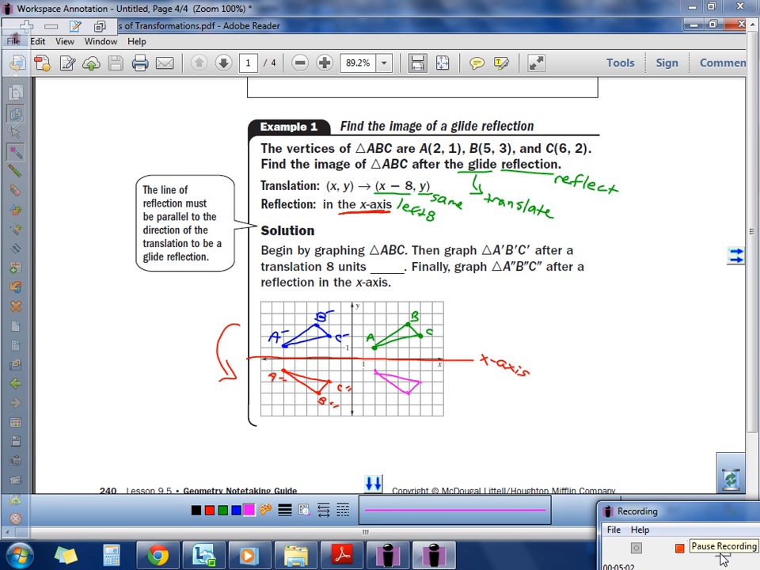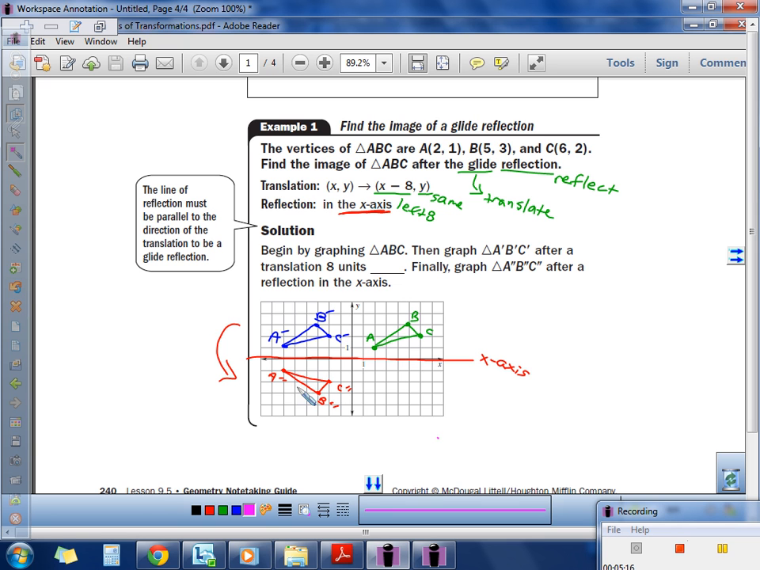So one thing we just discussed is if we were to change the order of these and do the reflection first, then the translation, here's where it would end up. We would reflect over and then translate. We would actually end up in the same spot. So that's pretty neat. A glide reflection is pretty special because you can go in either order and it'll still end up in the same final position. It would still end up over here in the third quadrant.